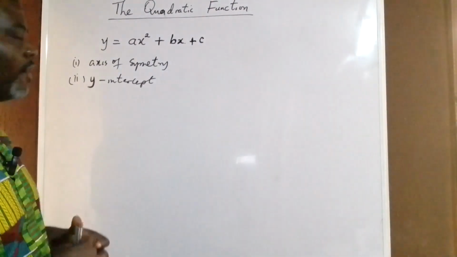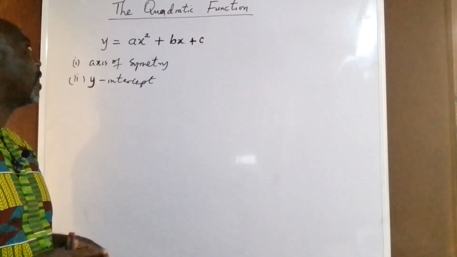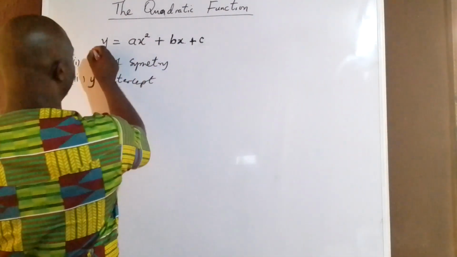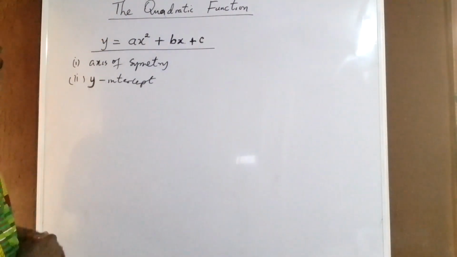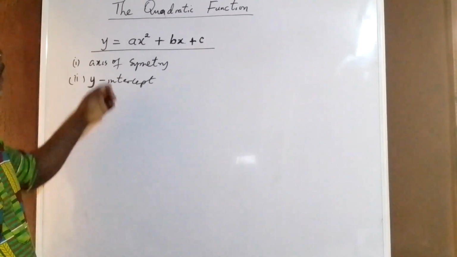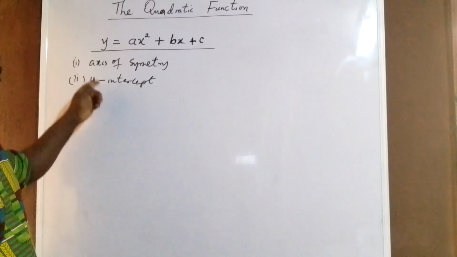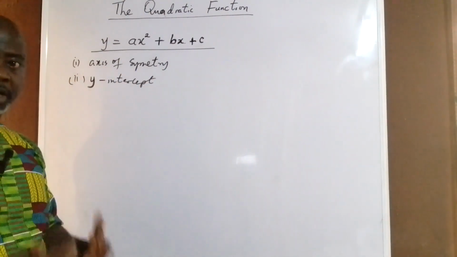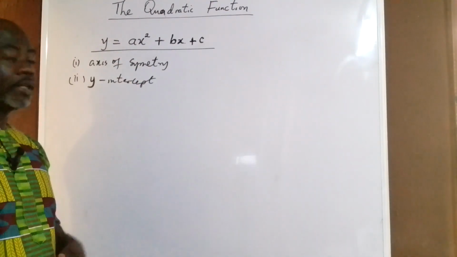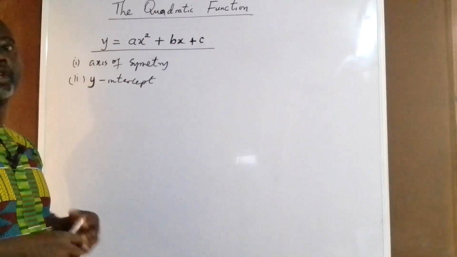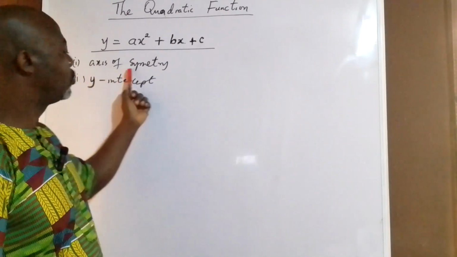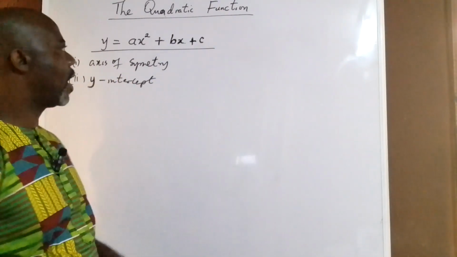Today we have a very important topic before us, the quadratic function. As we all know, this is the quadratic function. Now from this, what I want to show you today is how you can obtain from this quadratic function the axis of symmetry of the function, and then of course the y-intercept. We all know that this is a parabola. It's a curve, a quadratic function that represents a certain curve. So in that curve we're going to see how to obtain the axis of symmetry and then the y-intercept.